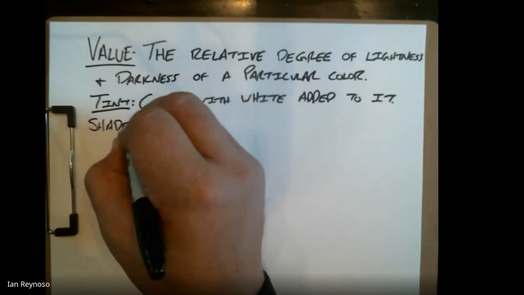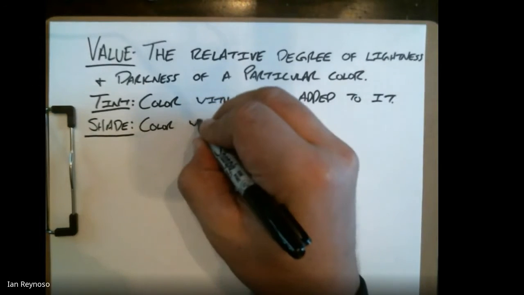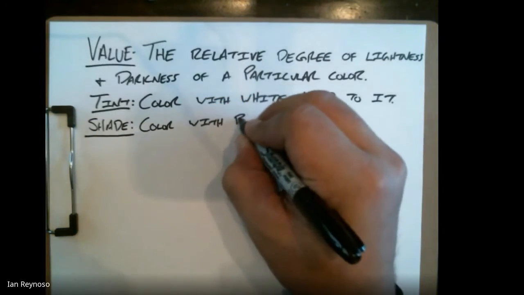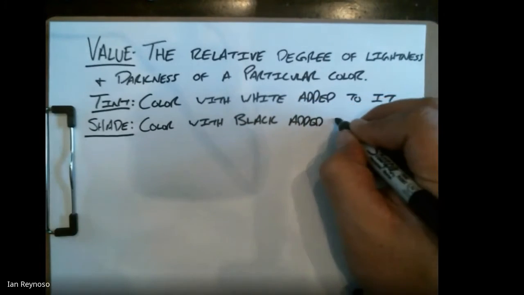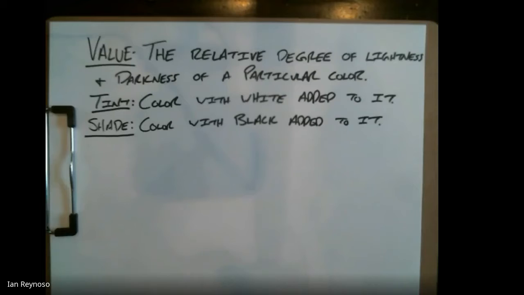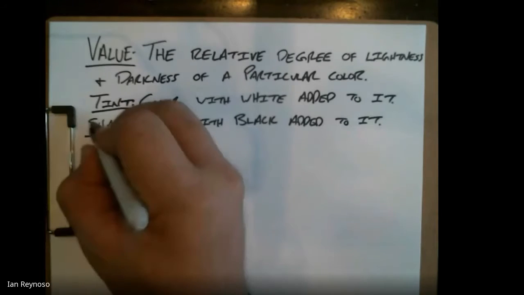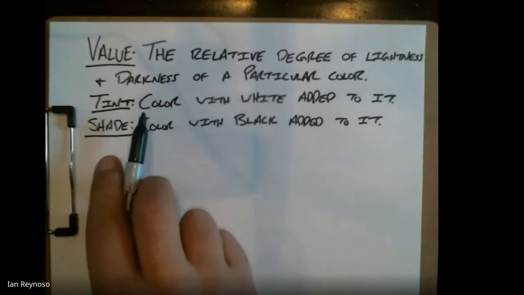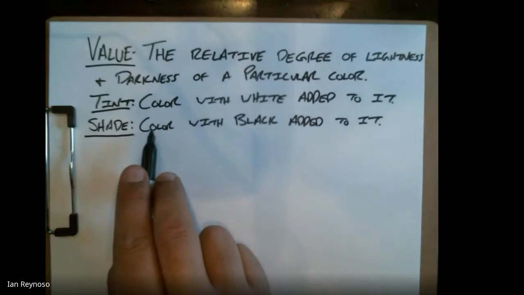And a shade, like sitting underneath a tree. Shade is a color with black added to it. What's the middle word? Tint. Oh, tint. Okay, that's what it is. TINT. And then shade is SHADE. A tint is a color with white added to it, and a shade is a color with black added to it.